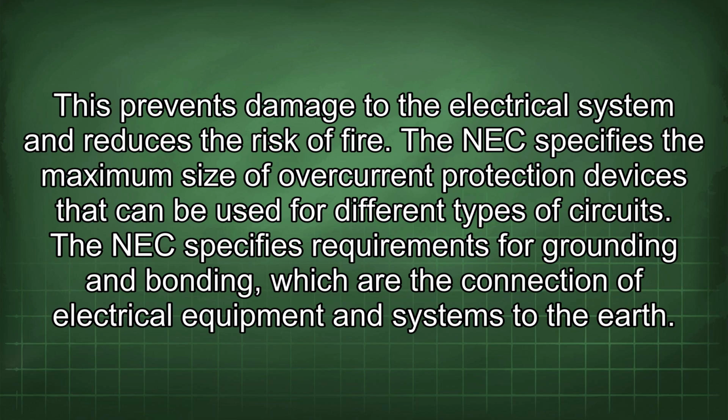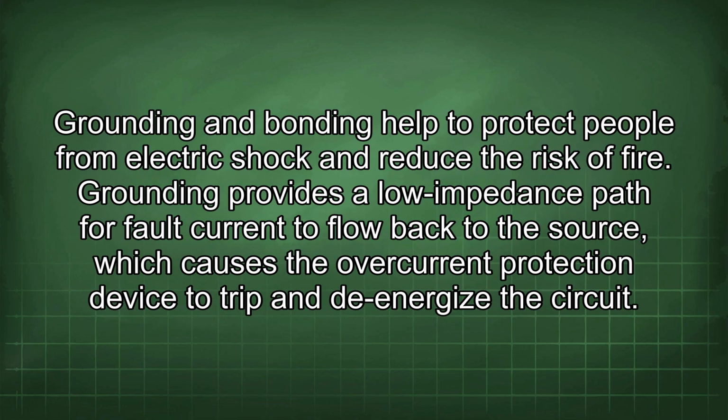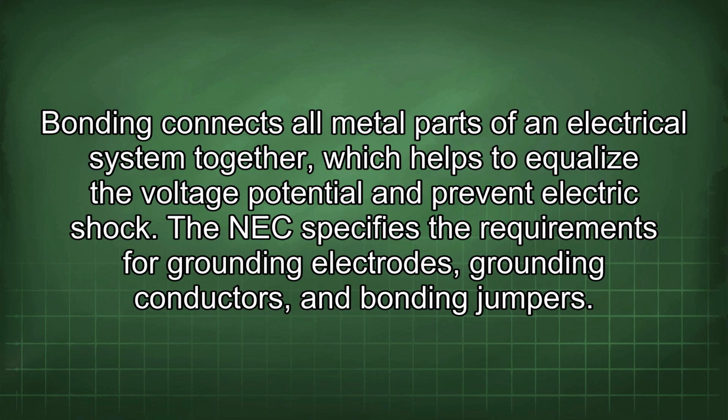The NEC specifies requirements for grounding and bonding, which are the connection of electrical equipment and systems to the earth. Grounding and bonding help to protect people from electric shock and reduce the risk of fire. Grounding provides a low impedance path for fault current to flow back to the source, which causes the overcurrent protection device to trip and de-energize the circuit. Bonding connects all metal parts of an electrical system together, which helps to equalize the voltage potential and prevent electric shock. The NEC specifies the requirements for grounding electrodes, grounding conductors, and bonding jumpers.